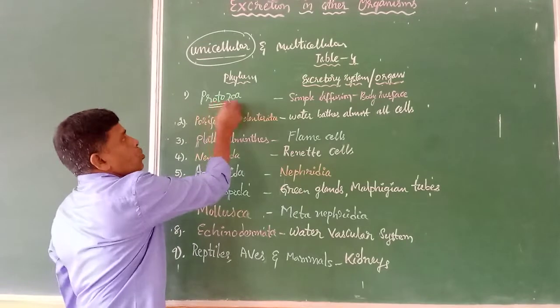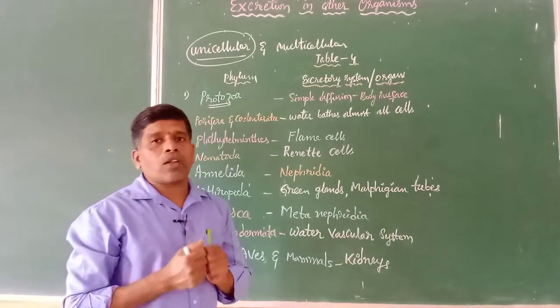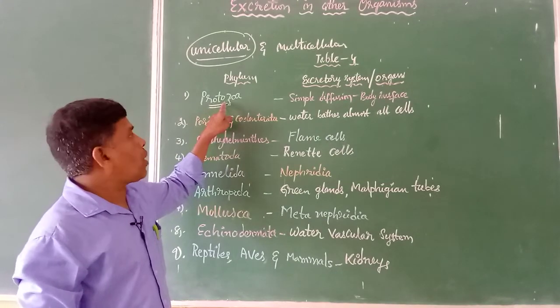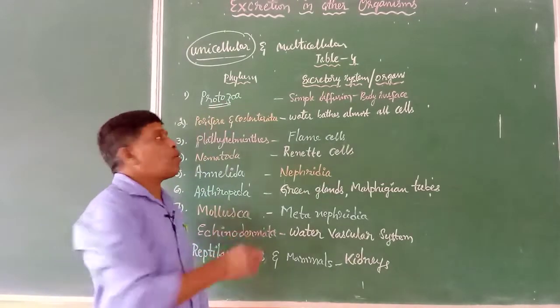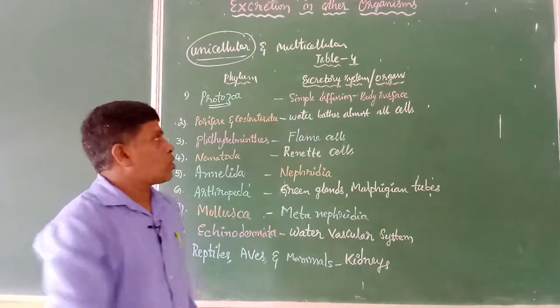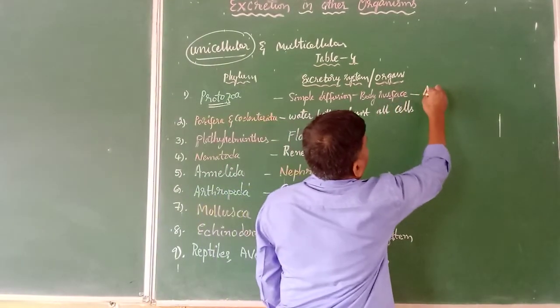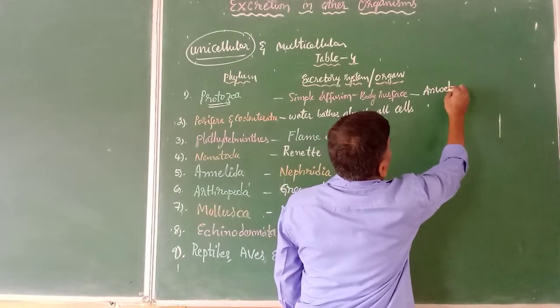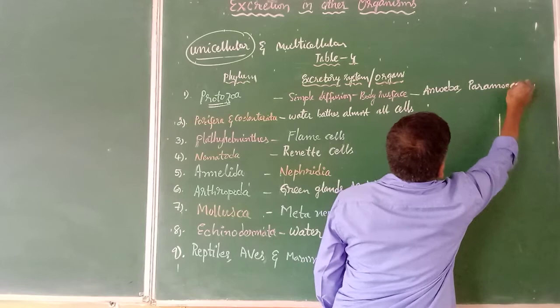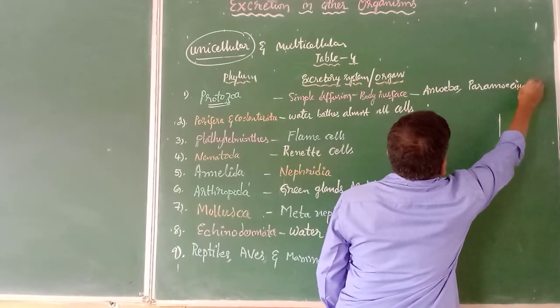The very first group in the animal kingdom is the phylum Protozoa, the first formed animals. Animals belonging to this group are called protozoans. The phylum name is Protozoa. If you take popular known examples, we have amoeba and paramecium. These are the unicellular organisms.